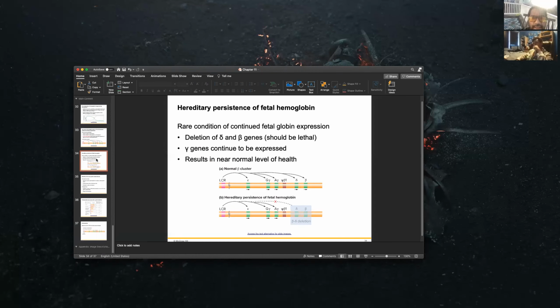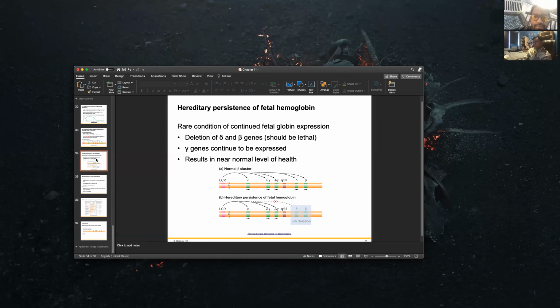Hereditary persistence of fetal hemoglobin. There's a rare condition where you continue to express the fetal hemoglobin. Compared to that normal beta cluster up top, with hereditary persistence of fetal hemoglobin you'll have a deletion of the delta and the beta genes. It says it should be lethal, but let's say it's not, so you still survive. The gamma genes continue to be expressed, and that results in a near normal level of health.